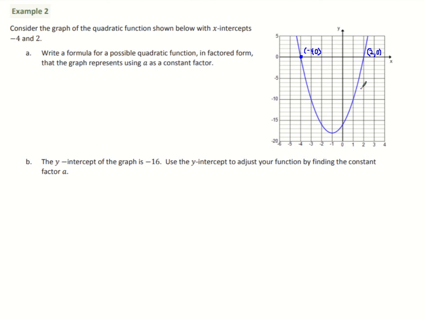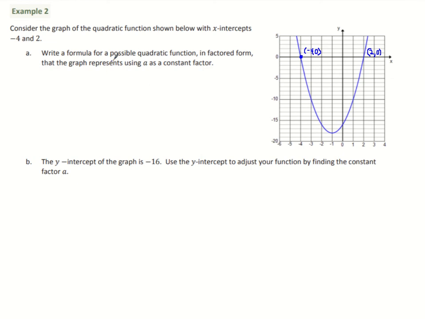What we are going to do is basically do the reverse of what we did yesterday. Yesterday, we were given the equation and had to form a graph by finding some of the points. Here, we are given a graph, and we need to create its equation. So, what it wants us to do first is write a formula for a possible quadratic function in factored form that the graph represents using a as a constant factor.